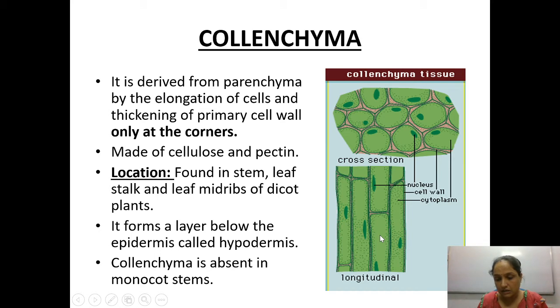What is epidermis? Basically it is a sort of skin of the plant. The skin is called the epidermis. So the layer found below the epidermis is the collenchyma. And when it is found below the epidermis, it will be termed as hypodermis. And collenchyma is absent in the case of monocots.